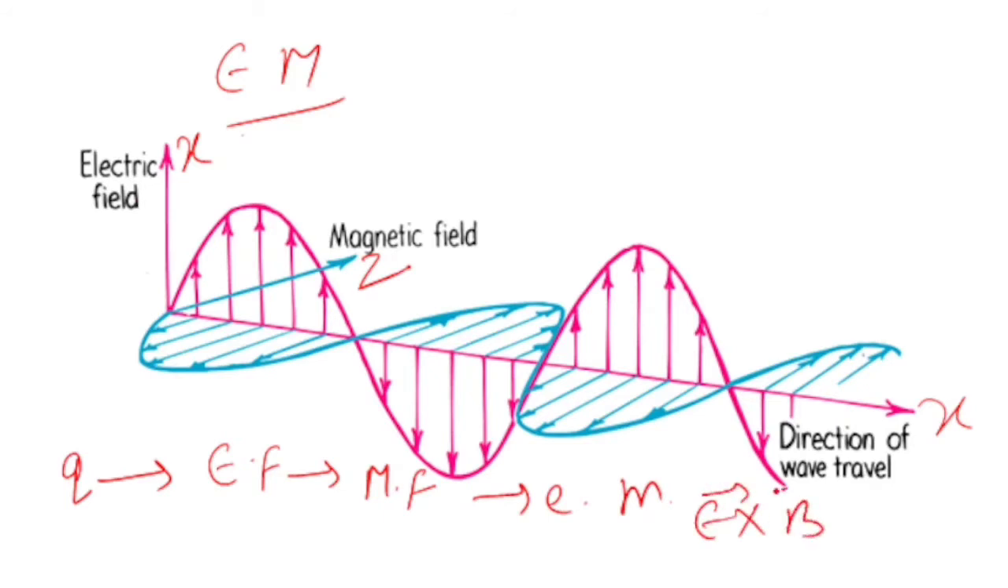It means the electric field is in one direction, the magnetic field is perpendicular to the electric field, and the direction of propagation of the wave is perpendicular to both the electric and magnetic field. This is the diagram of an electromagnetic wave. The electric field is in the x direction, and the magnetic field, shown by this blue line, is in the z direction. Then the wave propagates perpendicular to the electric and magnetic field along the x direction. So an oscillating charged particle is the main source of electromagnetic waves.